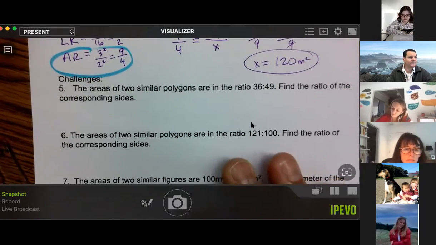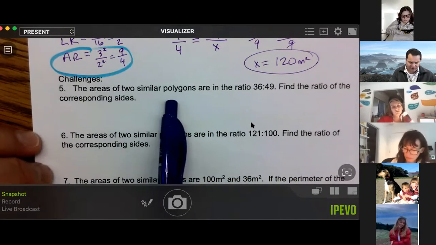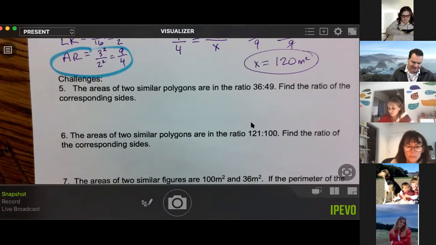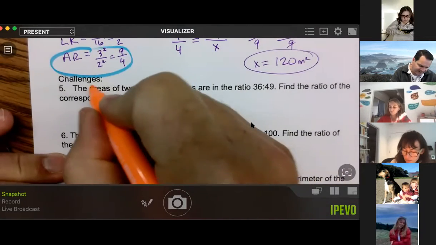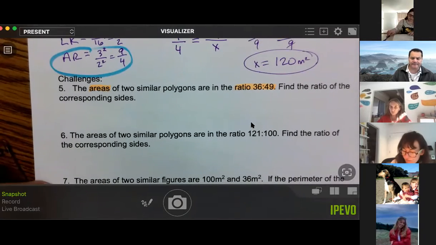So now, let's change it a little bit. Starts the same way, right? We get 2 similar polygons, but this time it tells us that their areas are in a ratio of 36 to 49.